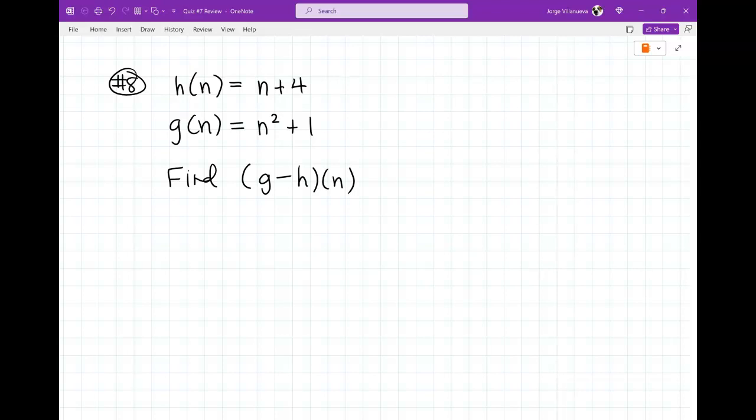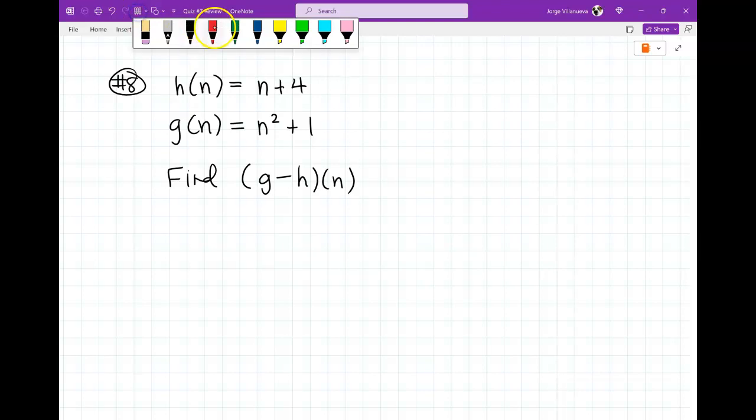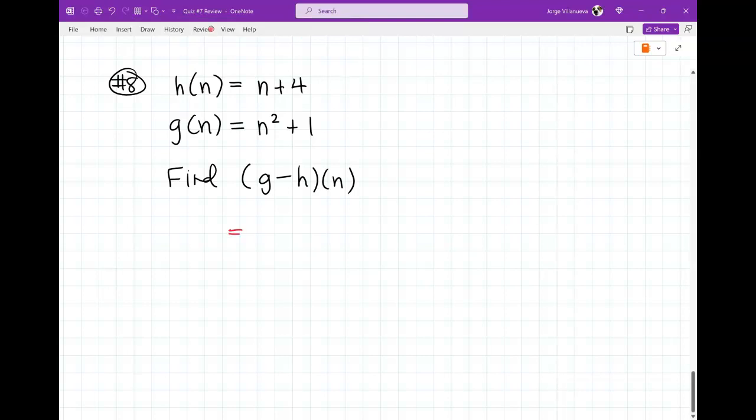So we have h of n, which is n plus 4, and g of n, which is n squared plus 1. We have to find g minus h of n. So we're going to subtract the function g minus the function h. Now if you follow the definition, g minus h of n is g of n minus h of n. Okay? Now at this point, I'm going to grab my functions. g of n is n squared plus 1, so I'm going to write n squared plus 1 minus h of n is n plus 4.